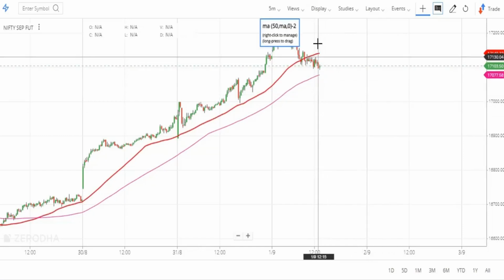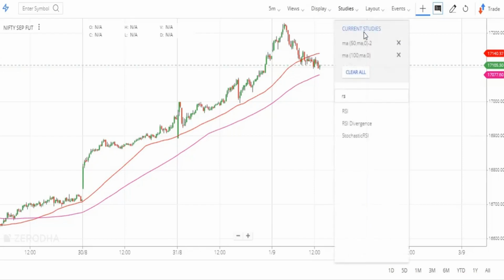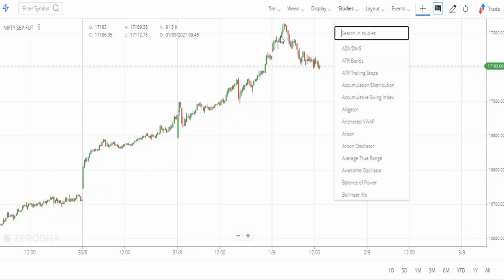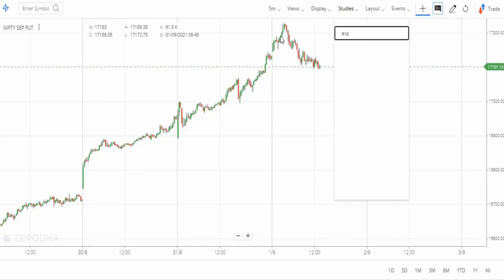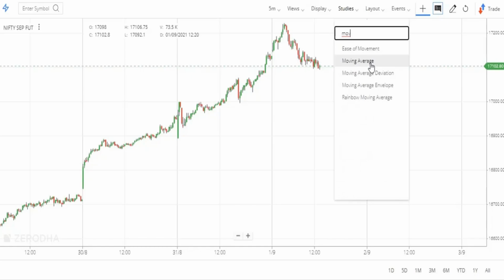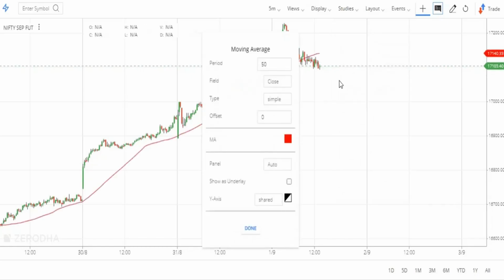So similar to this simple moving average, we have the exponential moving average, the EMA, what we call it. Okay, we have to change the settings only. Let's add a moving average. I forgot, in other trading platforms like TradingView, we have to search for exponential moving average. I use TradingView a lot.